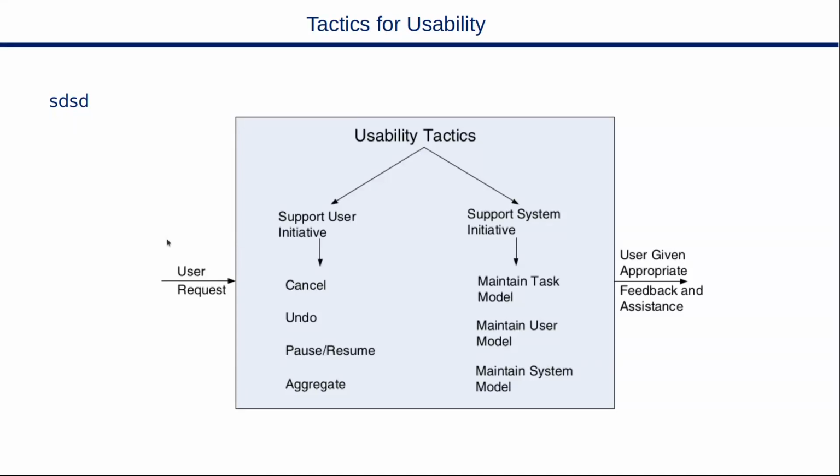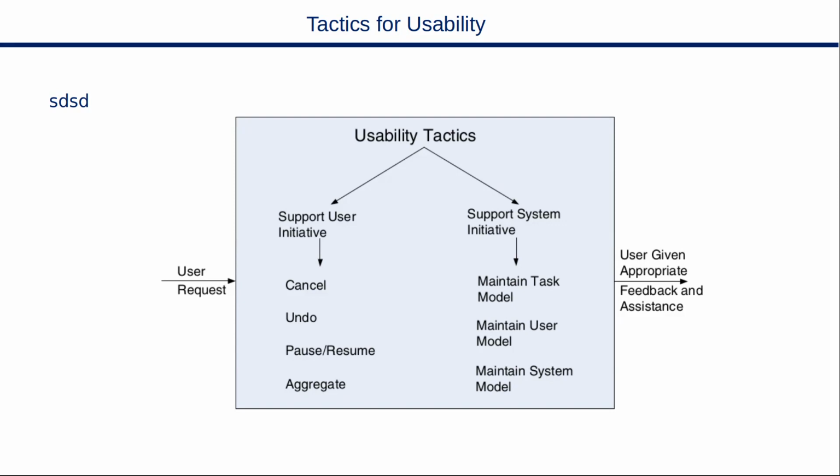Another category of tactics is support system initiative. It contains maintain task model, maintain user model, and maintain system model. The task model is used to determine context so that the system can have some idea of what the user is attempting to provide assistance. For example, the user starts each sentence with a capital letter, and if the system knows it, it can provide such abilities for the user. This is one of the examples.